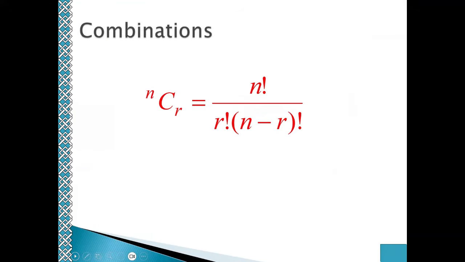So please write down this formula in your book now. What is NCR? N factorial by R factorial into N minus R factorial. Just write the formula. What is NCR? N factorial by R factorial into N minus R factorial. Sometimes just applying the formula, you will get the answer.